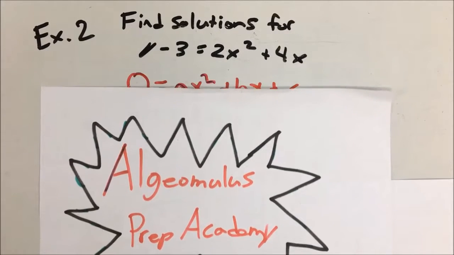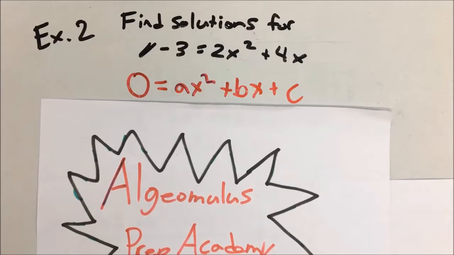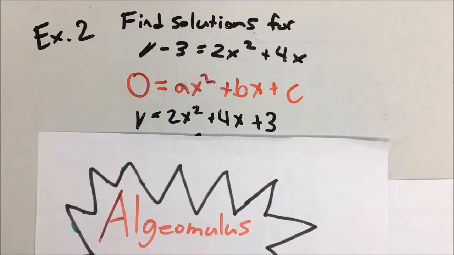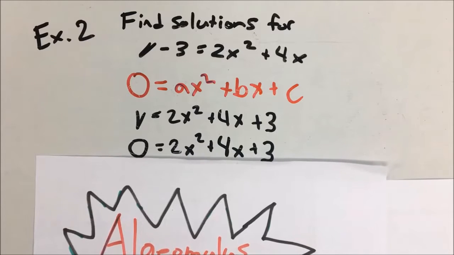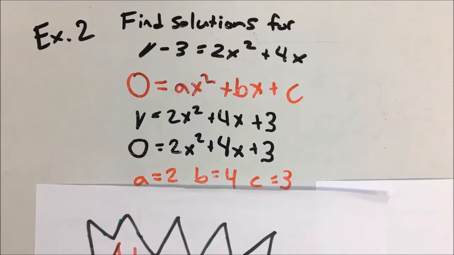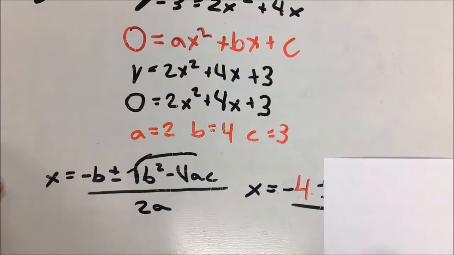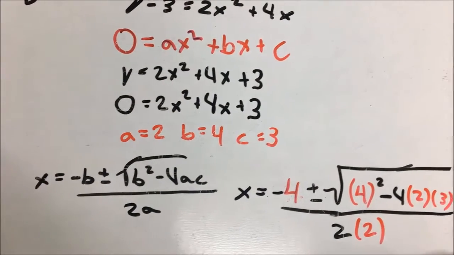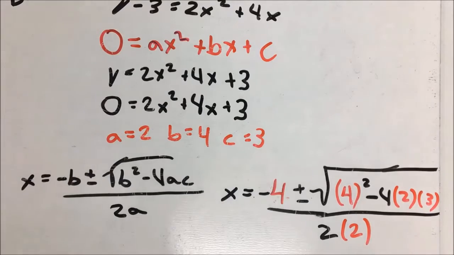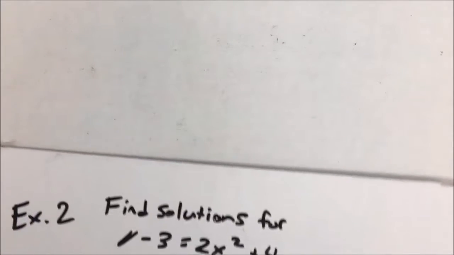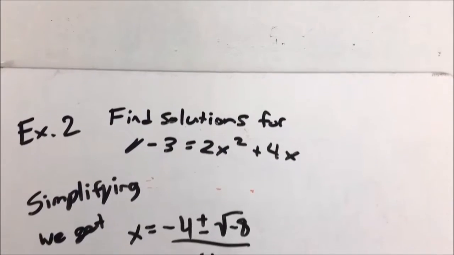For example 2, we will find solutions for y minus 3 equal to 2x squared plus 4x. You want to start off by setting the equation equal to 0. This gives us a is equal to 2, b is equal to 4, and c is equal to 3. Plug these three values into the quadratic formula, giving us x is equal to negative 4 plus or minus the root of 4 squared minus 4 times 2 times 3, all over 2 times 2.